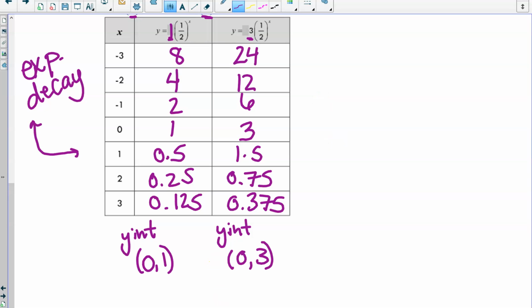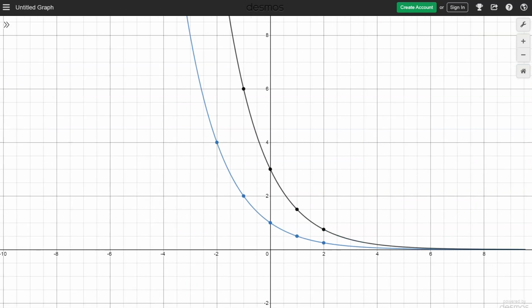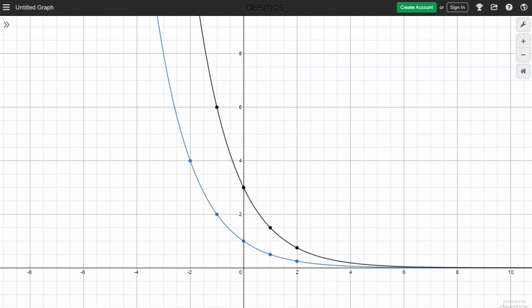Okay, that's really all I want you to do today, is just kind of play around with Desmos, looking at the graphs. What's similar about these graphs? Well, they have the same shape, they're both going down, but the main difference here is your y-intercept.